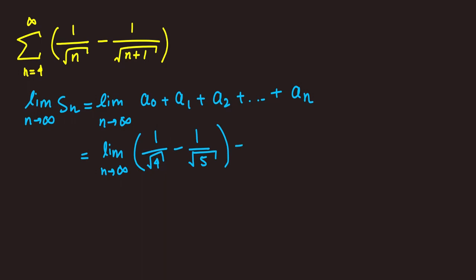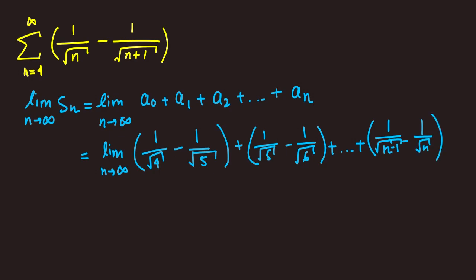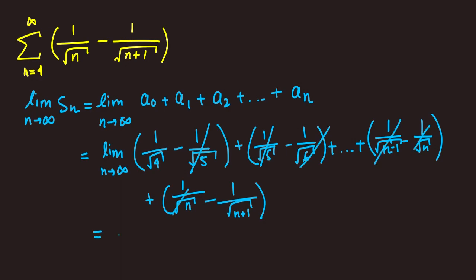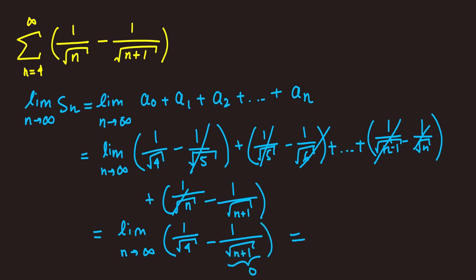We're going to add the a1 term, which is going to be 1 over square root 5 minus 1 over square root 6. And you want to keep going until you see some cancellation happening, and then you can go from the other side where you have 1 over square root n minus 1 minus 1 over square root n, and now you can see the cancellation, so you can take away the subtraction and the addition parts, and then you're left with the limit as n goes to infinity of 1 over square root 4, and the other part is just going to give you 1 over infinity, so that's 0, so you're left with 1 over square root 4.